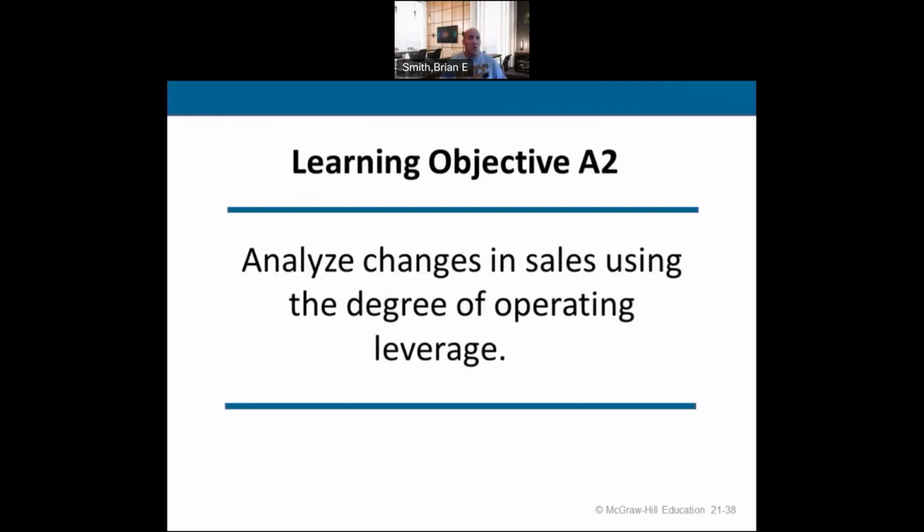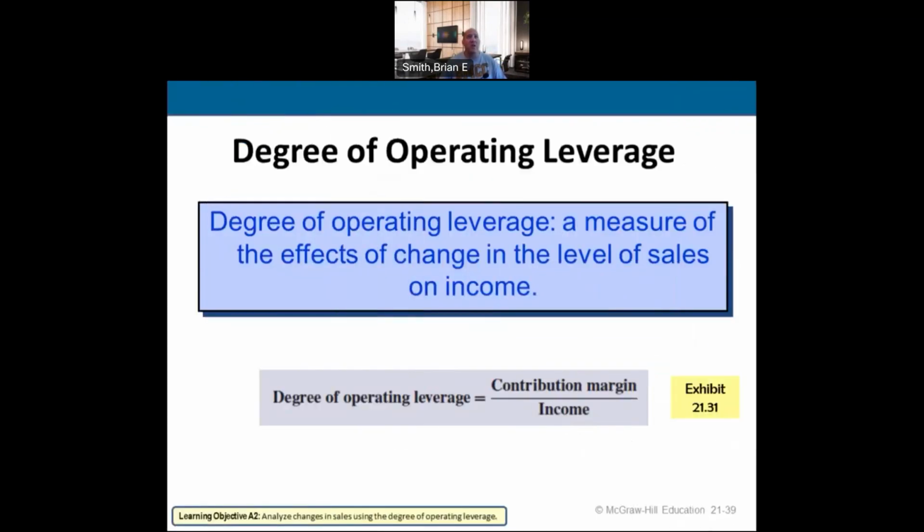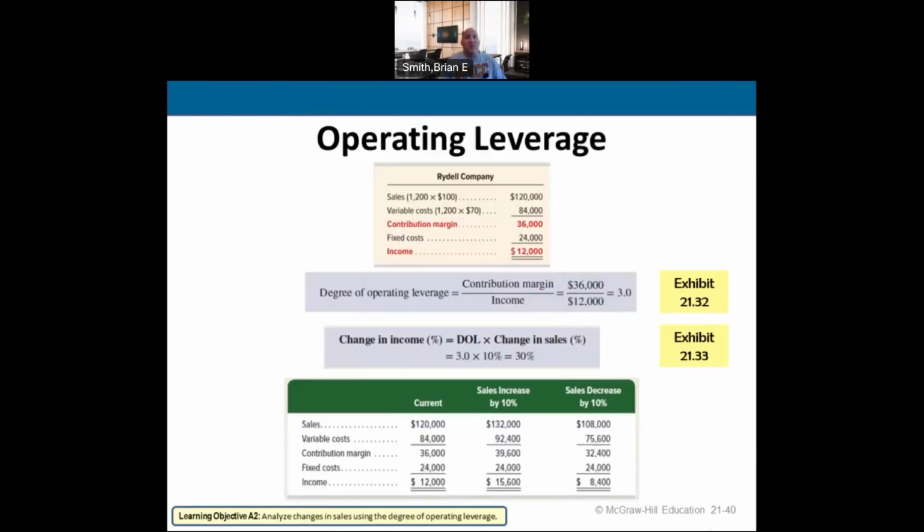I don't expect you to know this or calculate it or anything, but you take your contribution margin and divide it by your income. This is going to tell you what change in the level of sales will be on income. It tells you kind of how much it's going to be. It's definitely something you want to look at, and make sure you're aware of. So basically, if your sales increase or decrease by 10%, you're going to see a 30% change, or roughly thereabout.